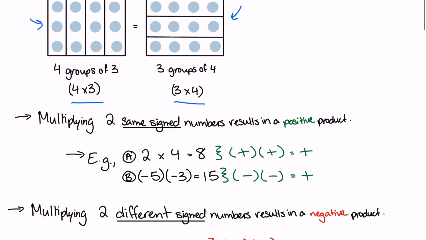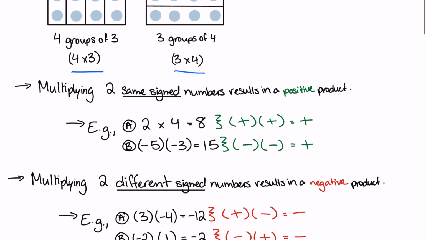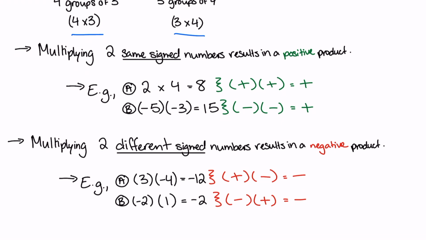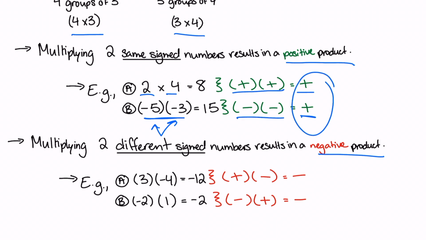Another important property of multiplication is that when you multiply two of the same signed numbers, you get a positive product. But when you multiply two different signed numbers, you get a negative product. So what I mean by that is if we're multiplying a positive number with another positive number, you're going to get a positive product. But when you have two negative numbers, you're also going to get a positive product. So as long as those two signs are the same, either positive and positive or negative and negative, you're always going to get a positive product. And if you have two different signed numbers, so a positive and a negative, or a negative with a positive, you're always going to get a negative product.